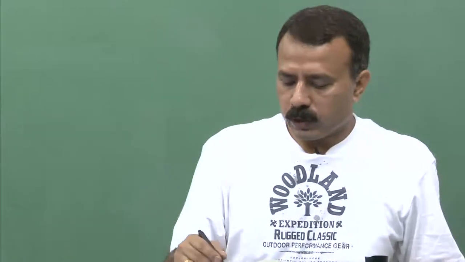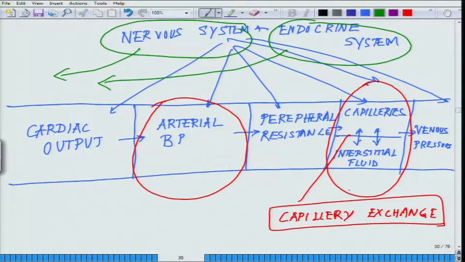Okay? So, again to summarize what we will be dealing with: the arterial blood pressure, the capillary exchange, and then the fetal circulation. In between we will talk about blood pressure, pulse and all those different parameters which are very essential for you to know in day to day life.